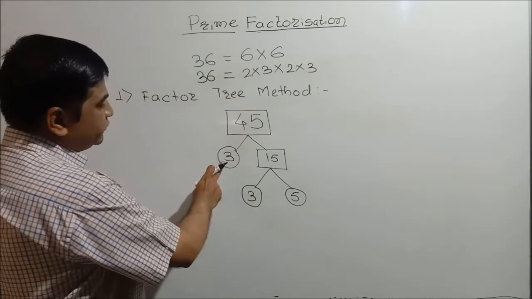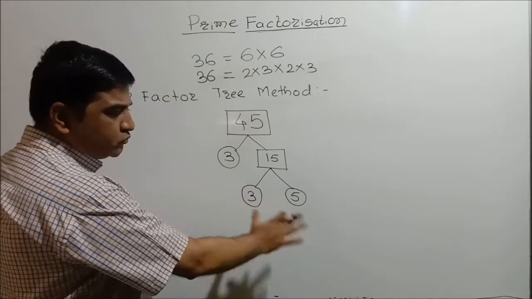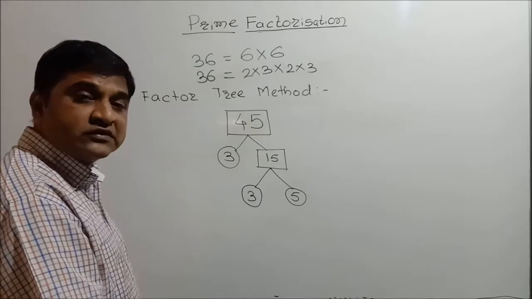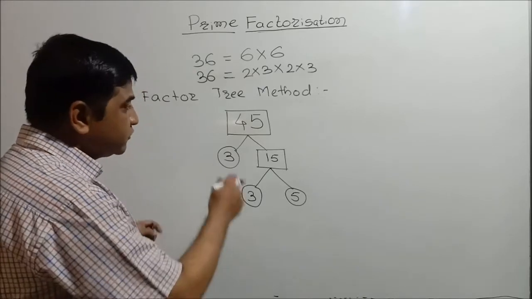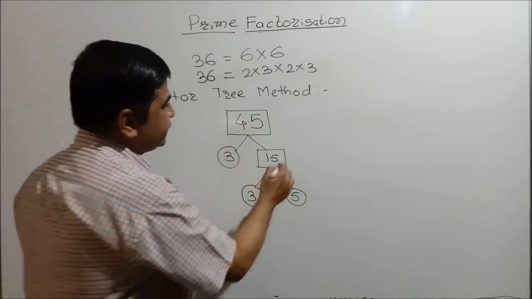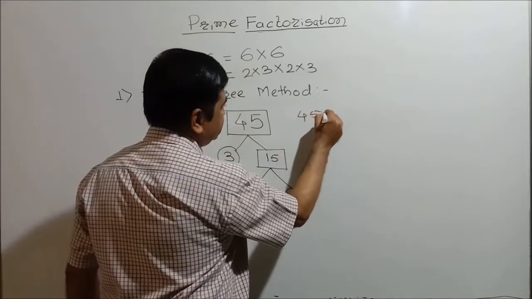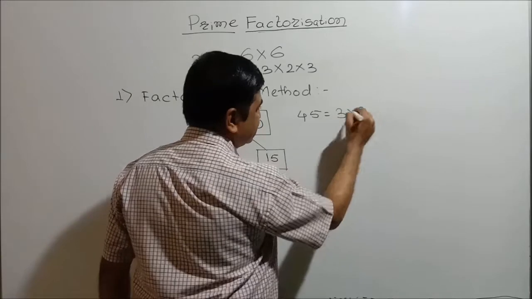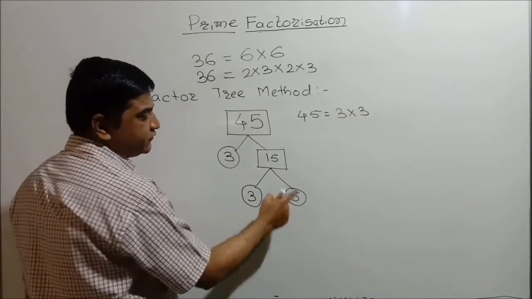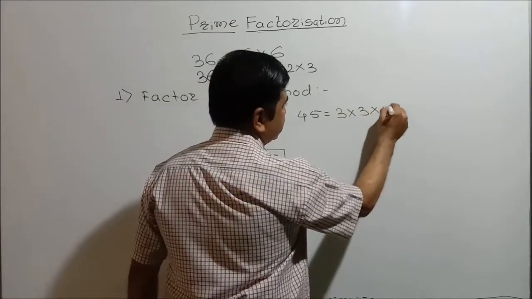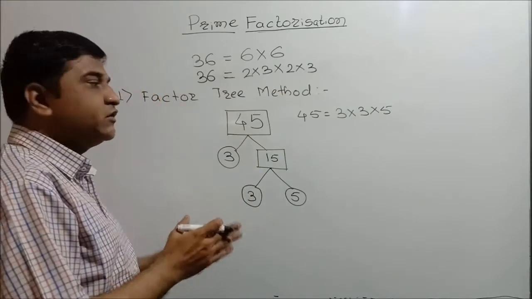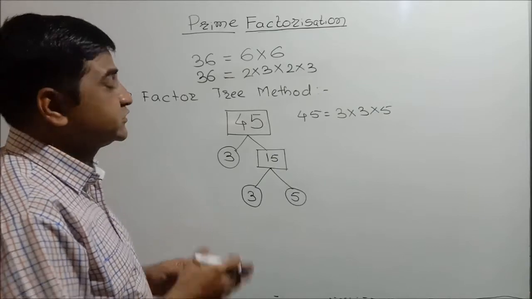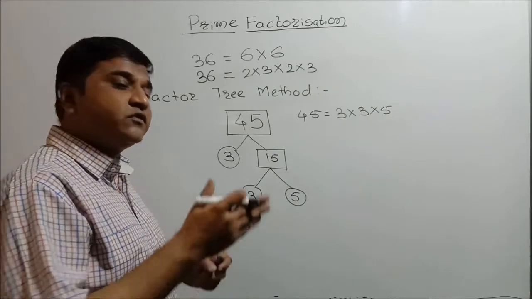And now we got no more numbers which can be further divided into factors, as they are prime numbers. Now we can express the number 45 as 3 multiplied by 3 multiplied by 5. 3 multiplied by 3 will make a 9, and 9 5s are 45. So now we have expressed the number 45 as a multiplication of prime numbers. This is known as the prime factorization of 45.